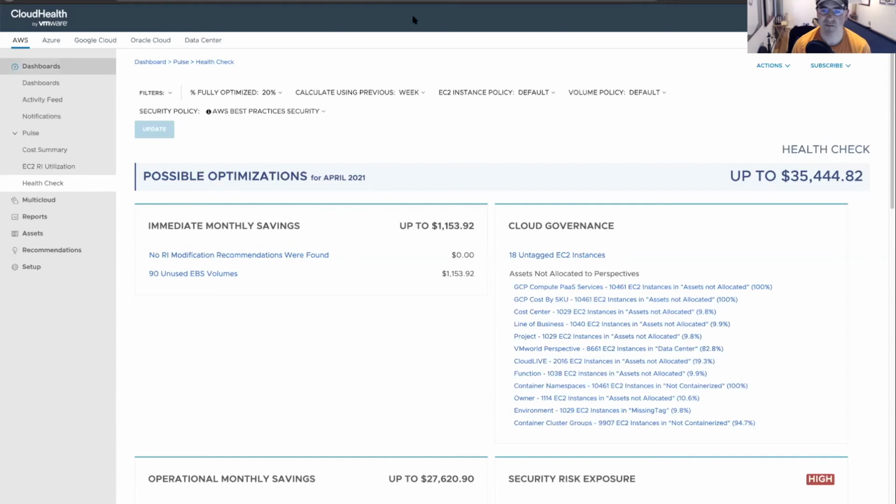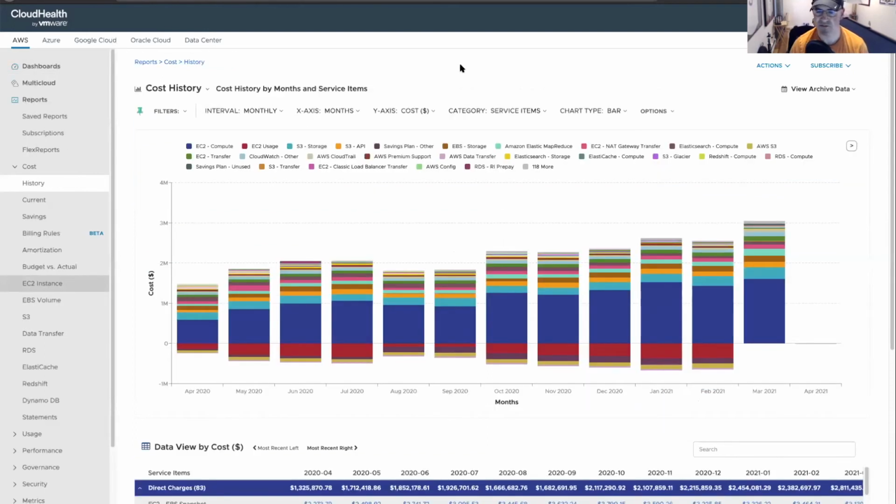Moving right along in here, a couple other reports. This is our cost history report. This is the same report you saw on the main dashboard a couple minutes ago, but now we are actually in the details of the report. And what I love about this view is I can filter this out really quickly.